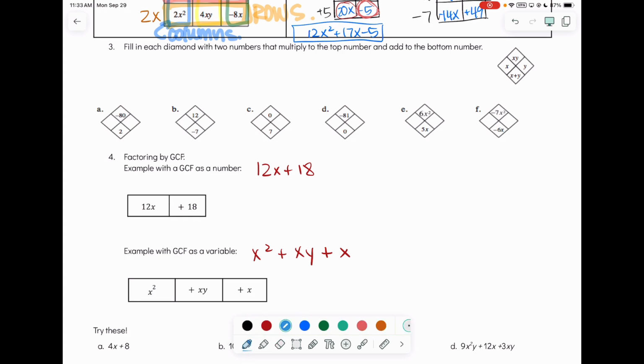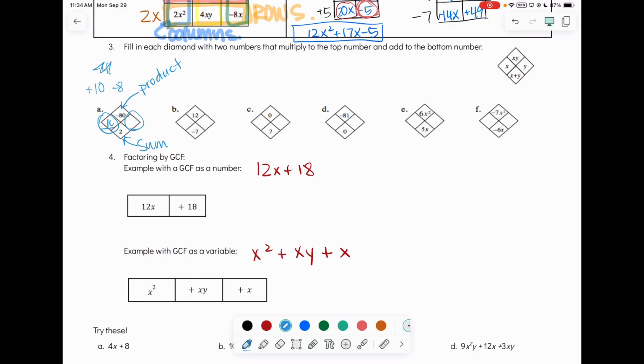The top is going to be a product of these two numbers. And then the bottom is going to be a sum of the same two factors. Okay? So what can I multiply to get -80 and get a sum of 2? -4? And 10, the difference is 2? No. How about -10 and 8? Or +10 and -8? Yeah?